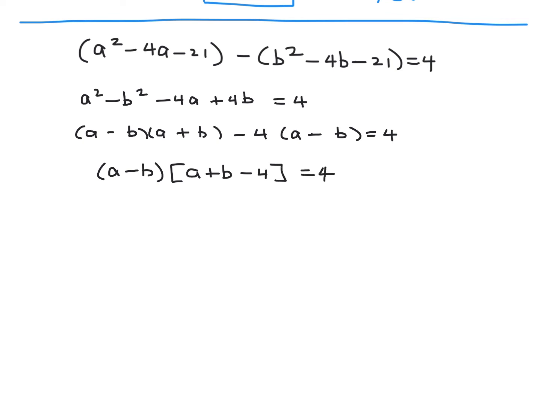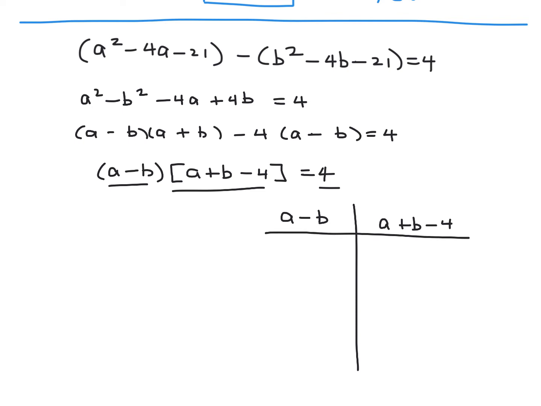Okay, so this number is not 0 this time, it's 4, but that's okay. We can still do it. Let's make a little table. A minus b, this guy, and then a plus b minus 4, which is this guy. And when you multiply them together, they've got to equal 4. So therefore, we then have to solve for a and b. So what are my possibilities?